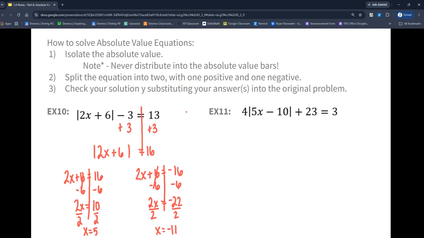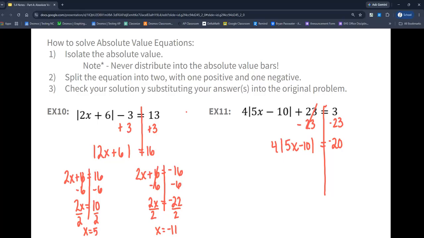All right. Brian, what about example 11? What are we going to do first on that one? Good. Okay, so I will get 4 absolute value of 5x minus 10 equals, what are we going to get there, Brian, when we do negative 20? Very good. What should I do next? We don't want to do two equations yet because we still have something on the outside of those bars. What's on the outside? 4. We got to get rid of that 4. How do I get rid of it?